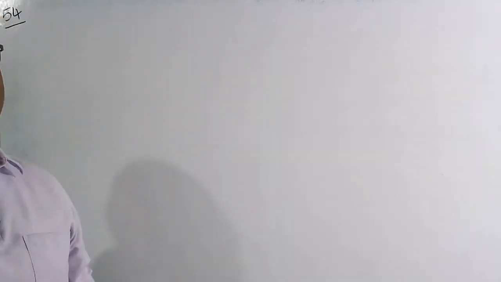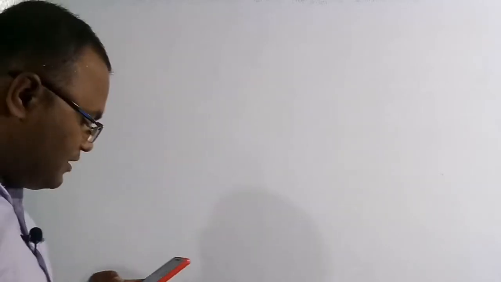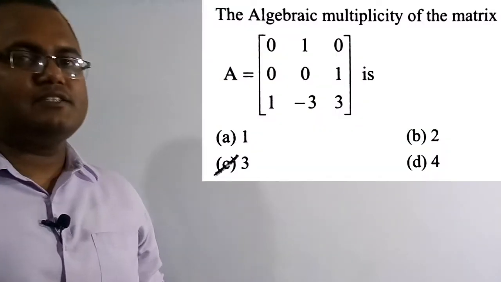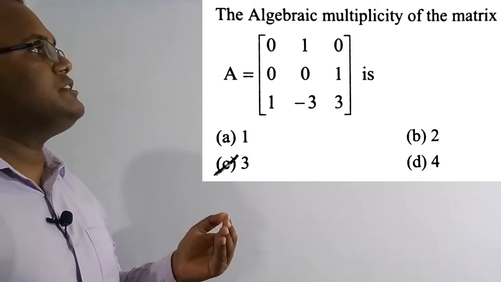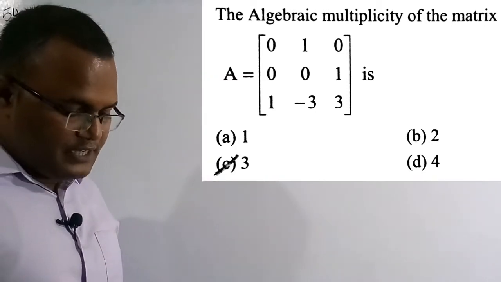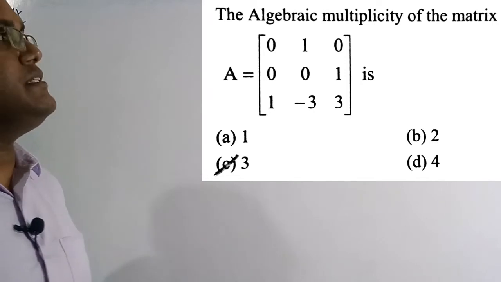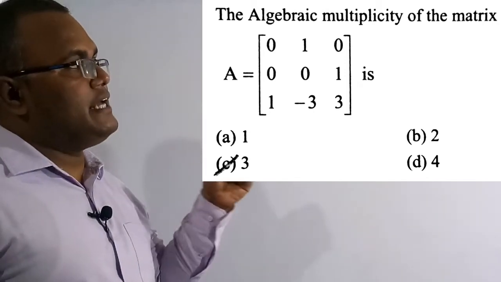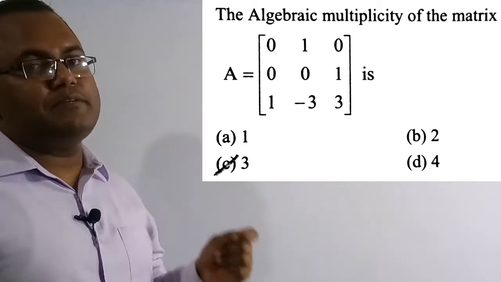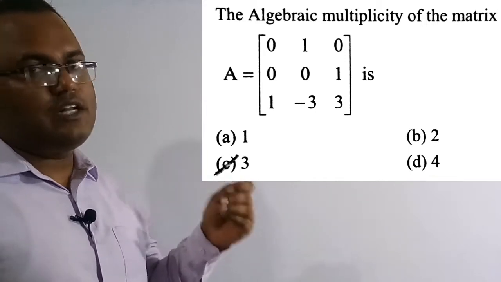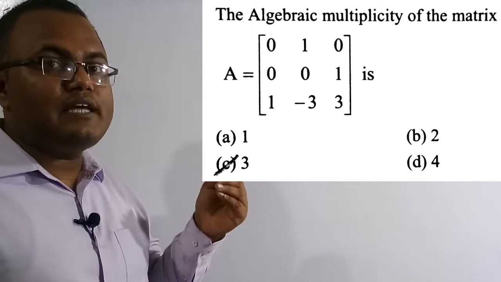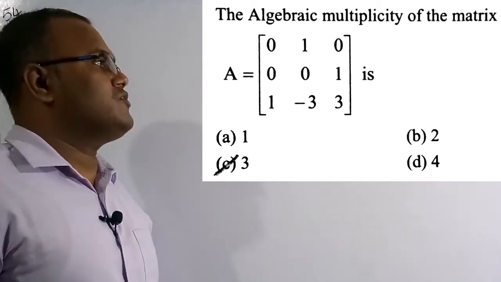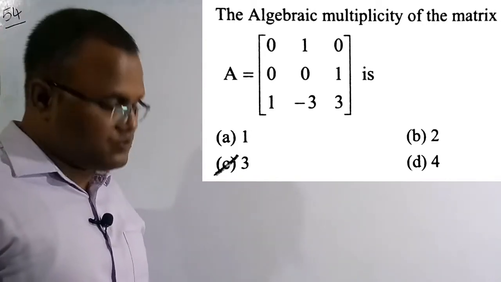So now we are going to solve the 54th question. See the question here: the algebraic multiplicity of the matrix A. In this question they are asking, there is a matrix A, and we have to find the algebraic multiplicity. Multiplicity means how many times the eigenvalue of this matrix is repeated. The number of times the eigenvalue repeats is called the multiplicity. Out of these four options, option C, 3, is the correct solution of this question.